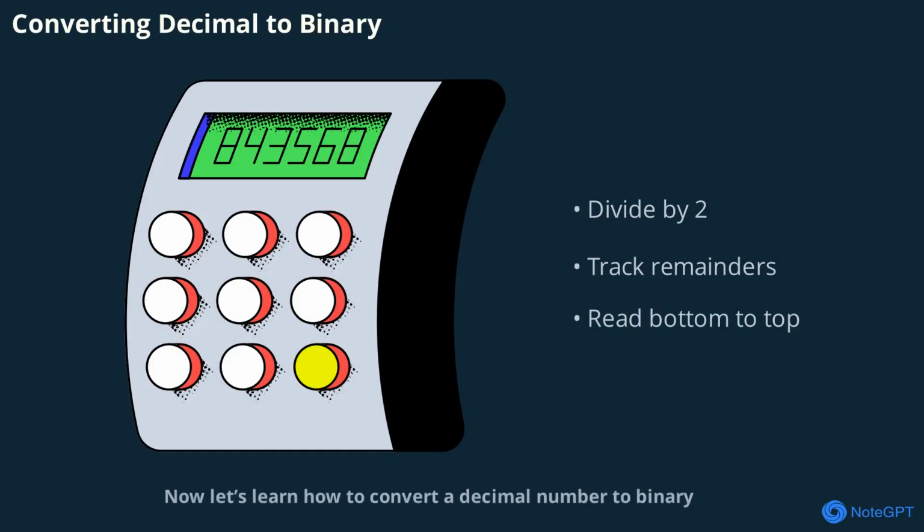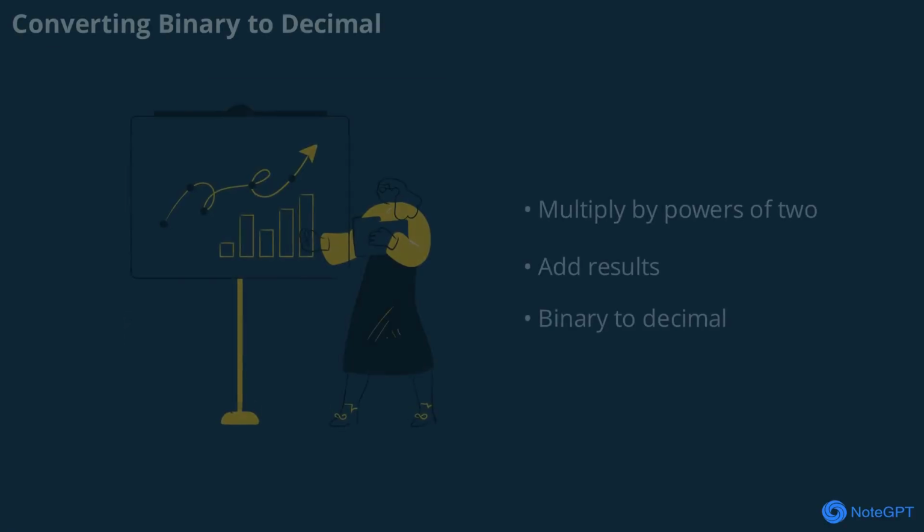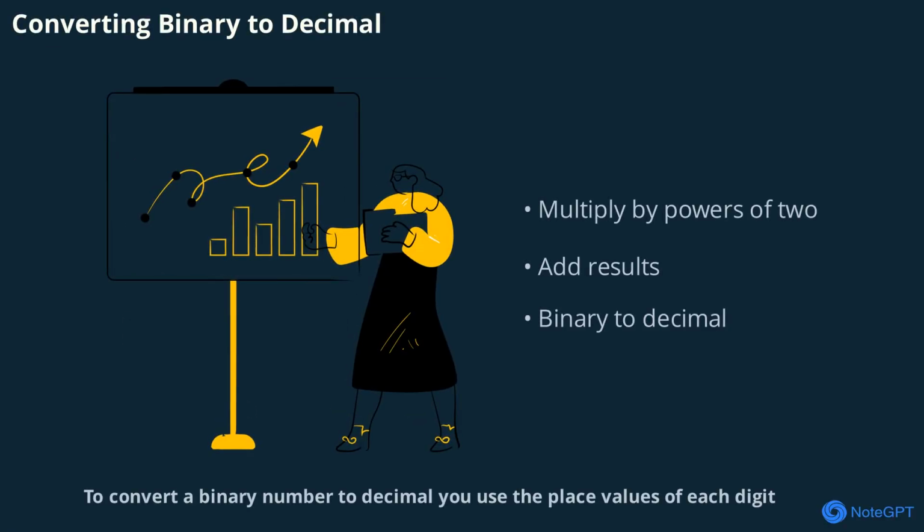Now let's learn how to convert a decimal number to binary. The process involves dividing the number by 2 and keeping track of the remainders. For example, to convert 13 to binary, you divide by 2 repeatedly and write down the remainders. When you read the remainders from bottom to top, you get the binary number. This method helps you understand how numbers are represented in computers.